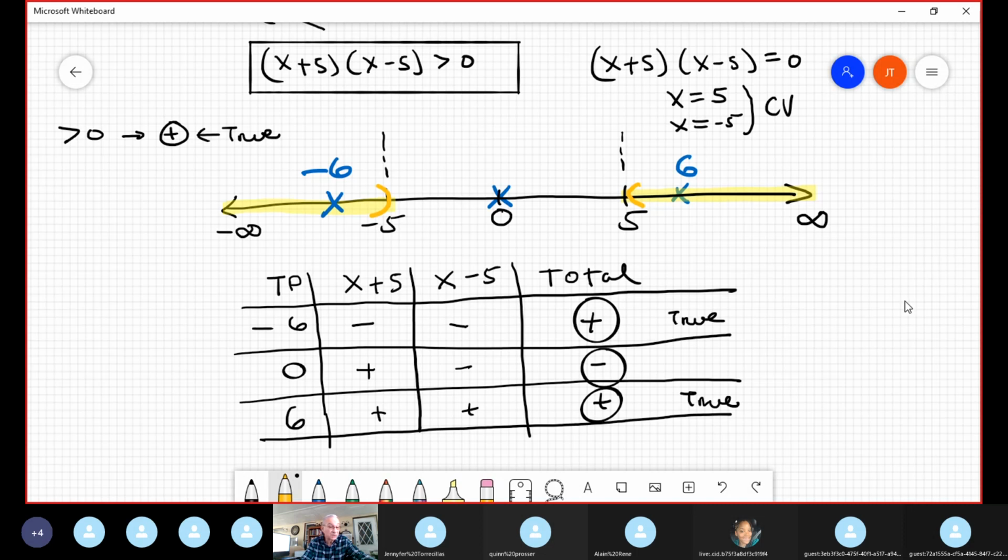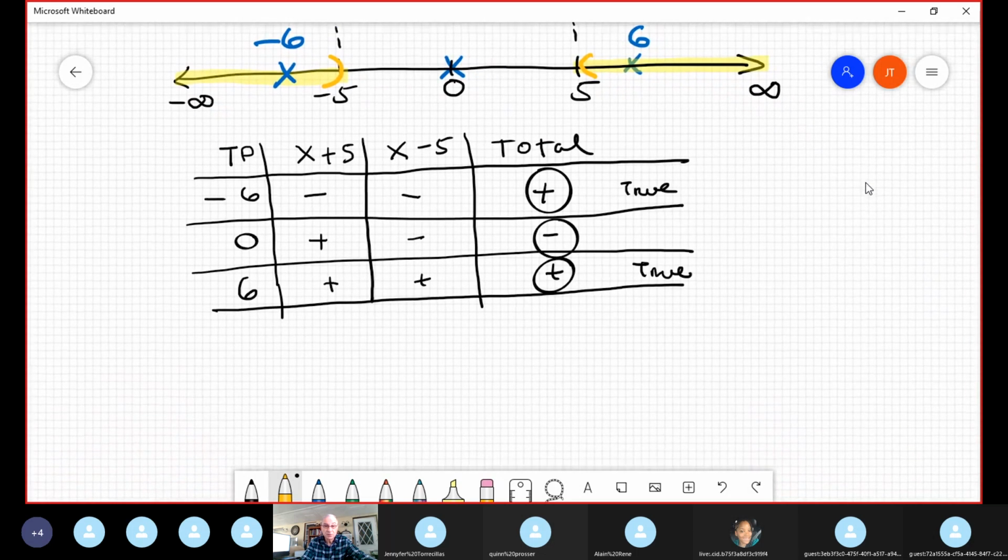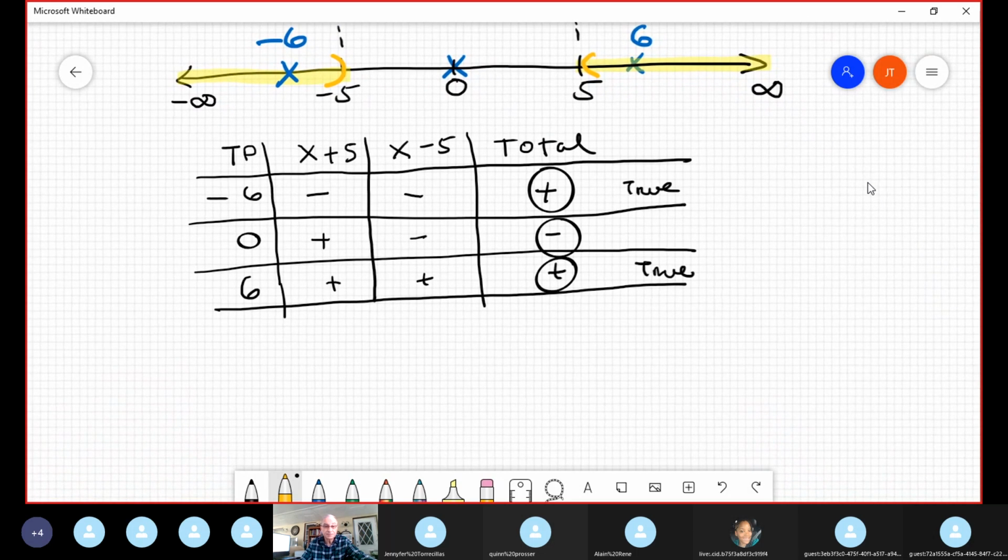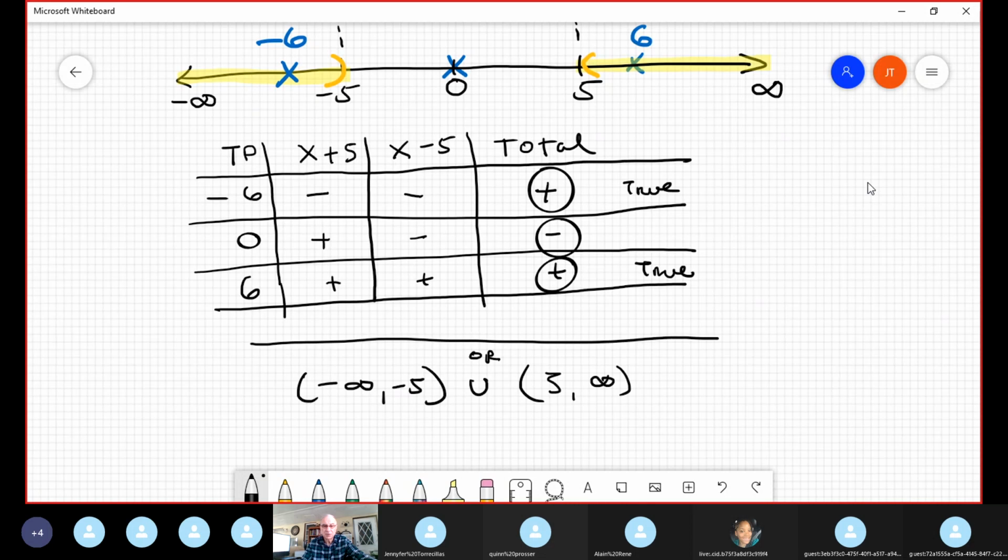union 5 to infinity, which gets option B. Okay, the final answer is from negative infinity, comma -5, parenthesis, union 5 to infinity. End of story. Any question? No.